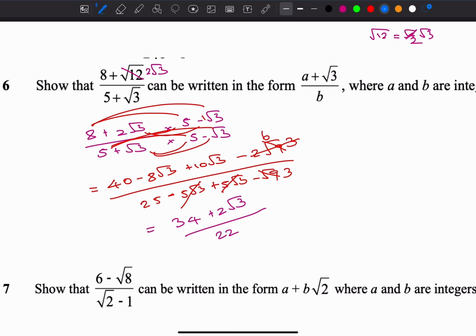Look at this. 34, 2 and 22 can be divided by 2. That makes it 17. That makes it 1. That makes it 11. So it's 17. And no one writes 1 root 3. Just write root 3. Looks nicer. Over, and what number? 11. And that's your final answer.